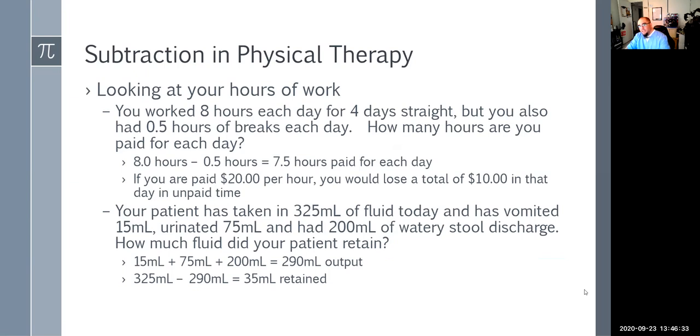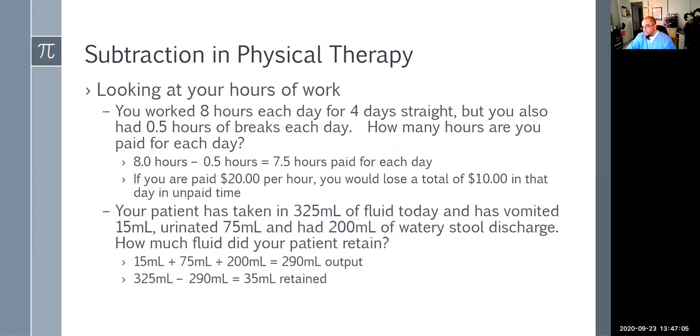So back to that patient, they took 325 milliliters of fluid in today. Well, now they vomited 15 milliliters up. They've peed out 75 milliliters and had 200 milliliters of watery discharged stool. Yay, we had to measure all that. So they pooped out some water, they peed out some water and they threw up some water. Well, now we need to know what's the difference between their intake versus their outtake. What did they retain? So we're going to add all of our outtakes up, come up with 290 milliliters of outtake or output, subtract it from our intake.